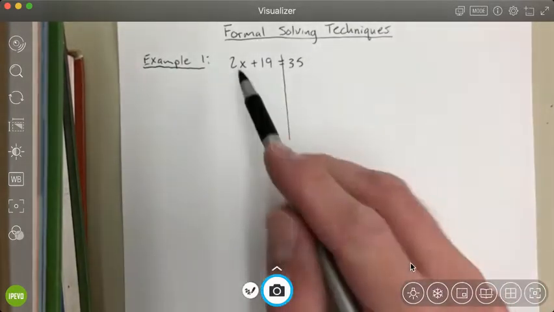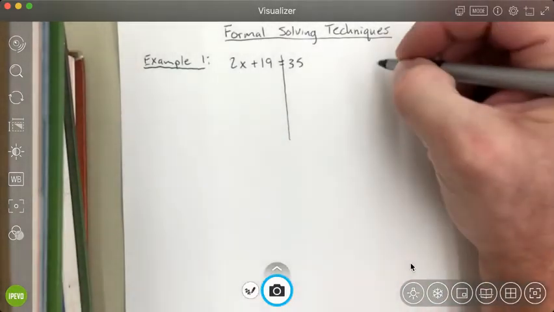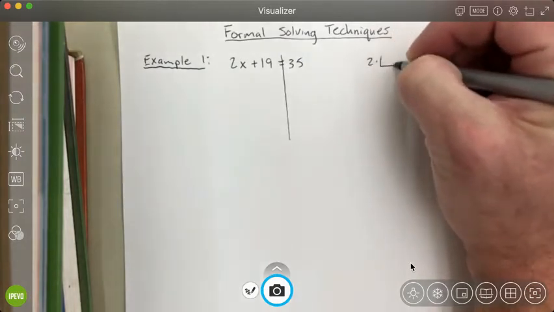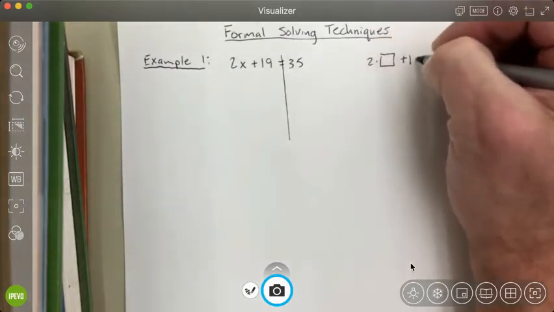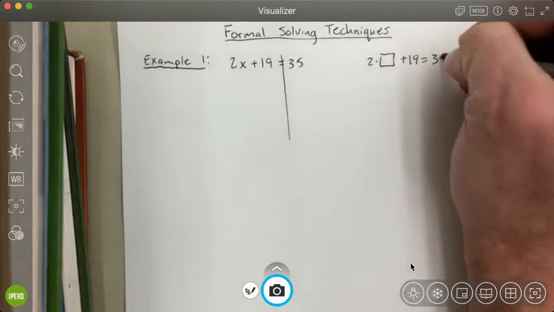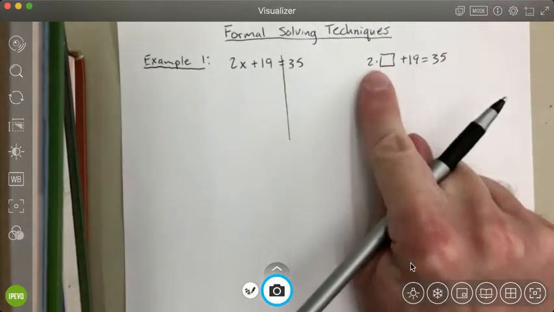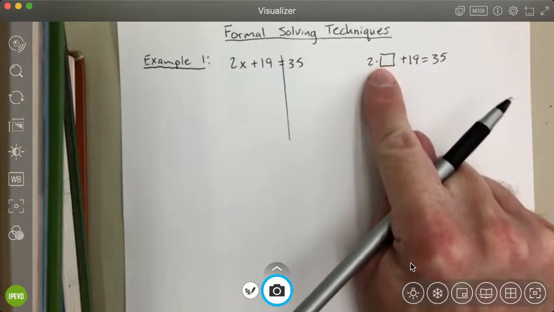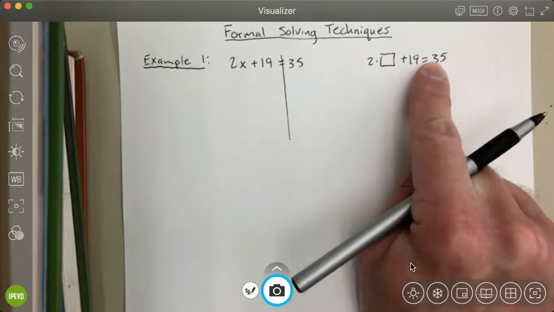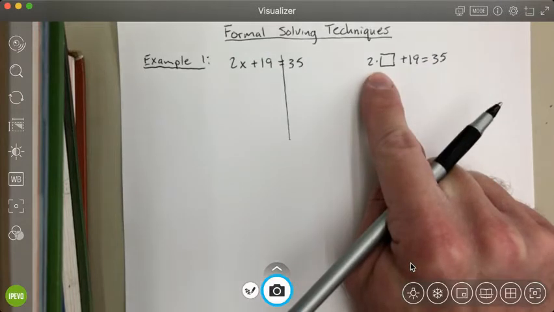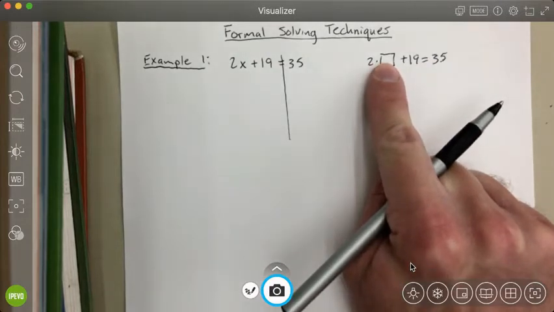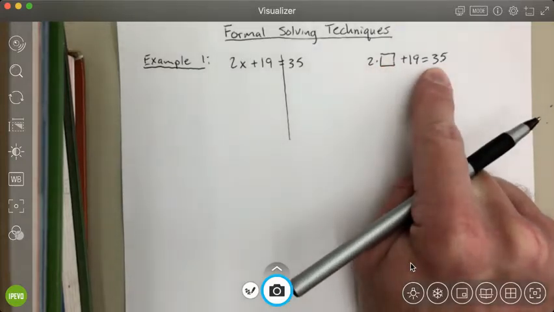So traditionally, we would say 2 times what plus 19 equals 35. Well, basically, I think the number plus 19 that gets me 35 is 16. And so for me, I'd say, oh, an 8 probably has to go in here because 2 times 8 is 16, plus 19 would be 35.